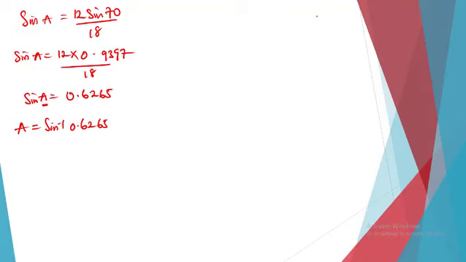How do we press sine inverse? On your scientific calculator, press shift. There's a place written shift. Press shift, then press sine, and then add the number 0.6265. Press your equal to, then our A will give us what? 38.8 degrees. Is that correct?